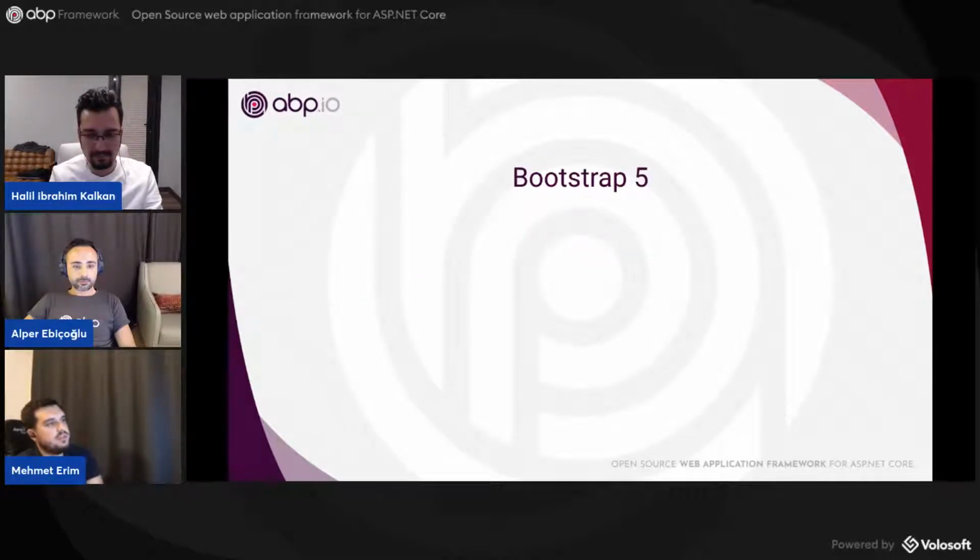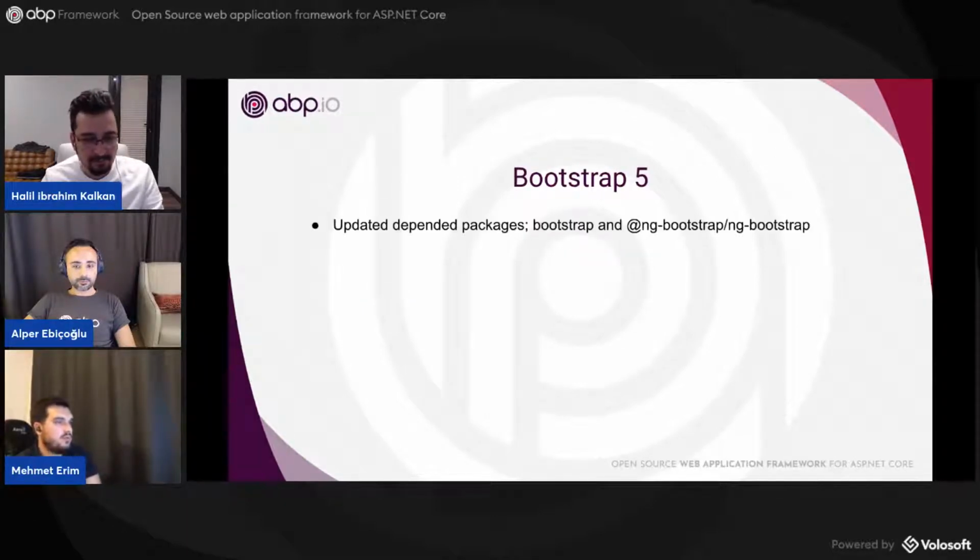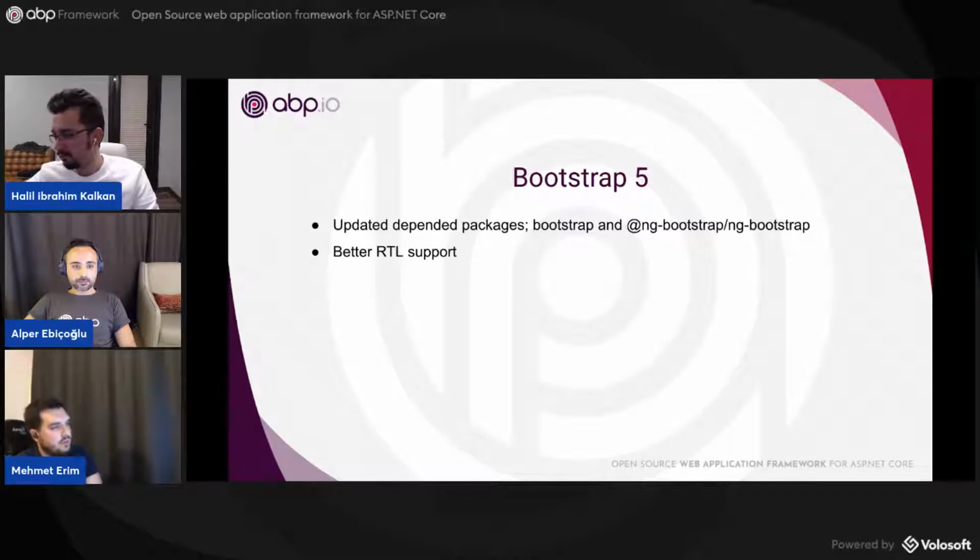The second feature is Bootstrap 5. We updated Bootstrap to version 5 and updated the ng Bootstrap package. There are some breaking changes due to this update. I'll talk about these in the next slides. Previously, Bootstrap did not officially support right to left. We used an external CSS file to provide RTL support. As of version 5, we have removed the external CSS file and imported the official RTL CSS file from the Bootstrap npm package.